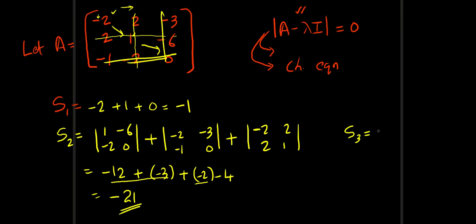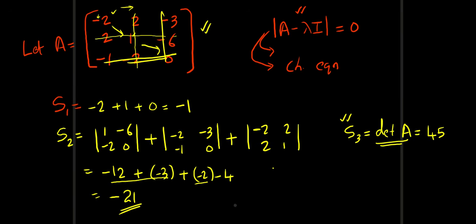I'll repeat again, this method will be efficient only if you use a calculator. So use a calculator and find the determinant value. So the determinant value is nothing but 45. Okay, now this is a 3 by 3 matrix and that means the characteristic equation will be a cubic equation.